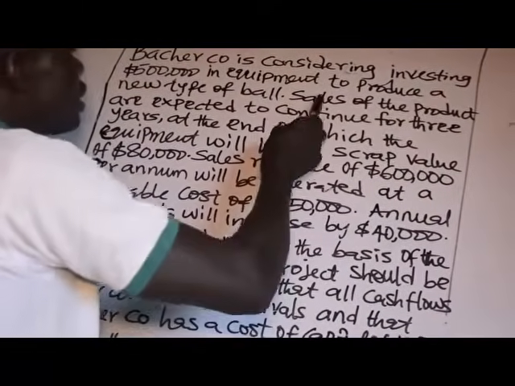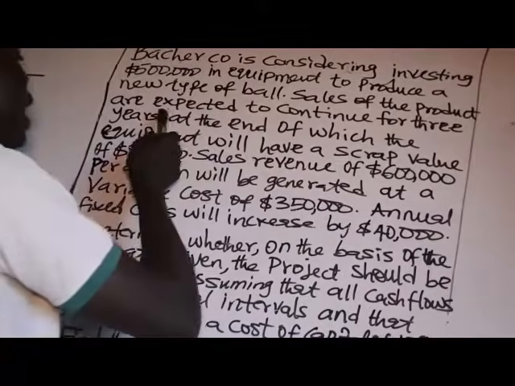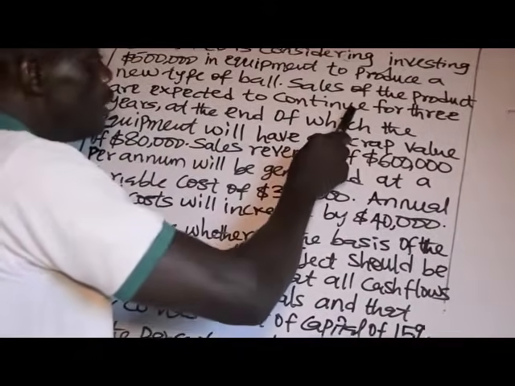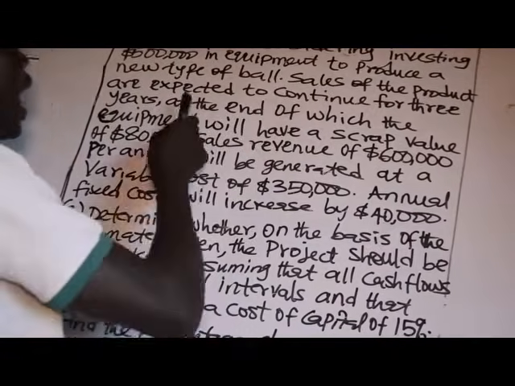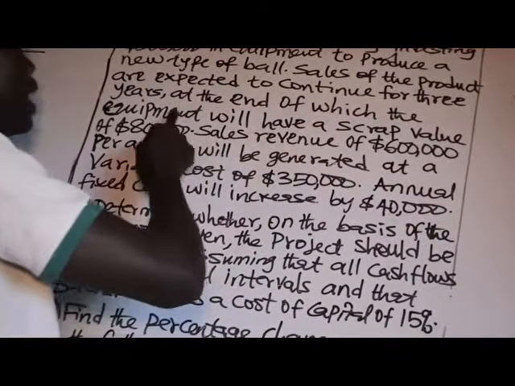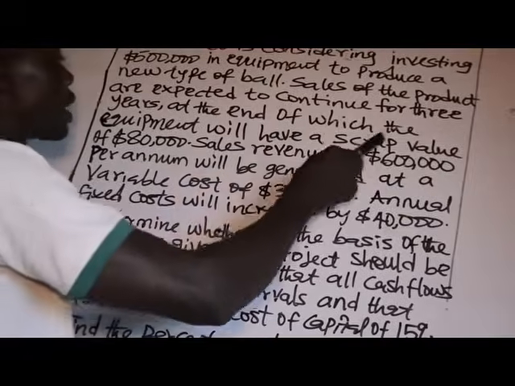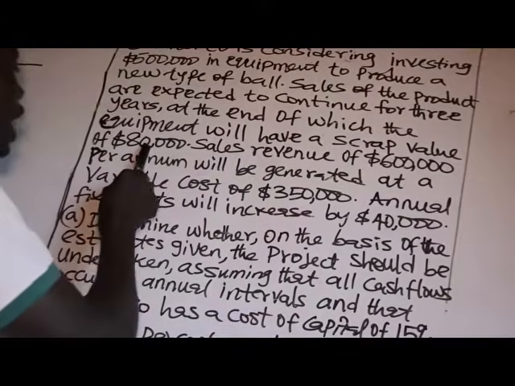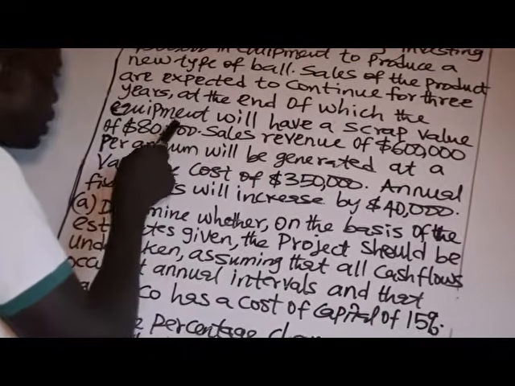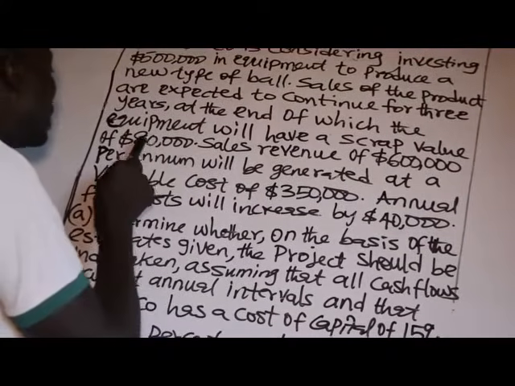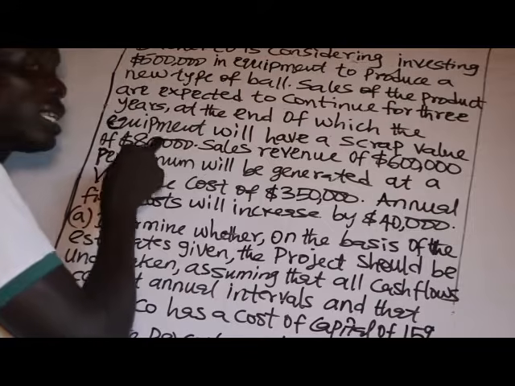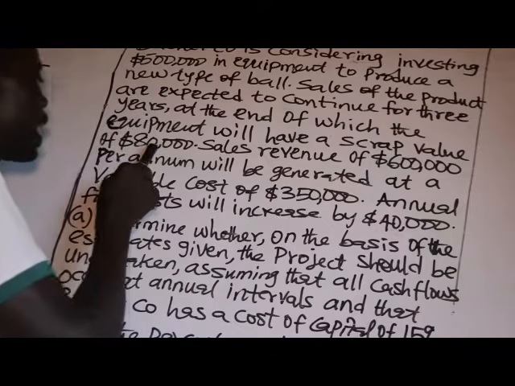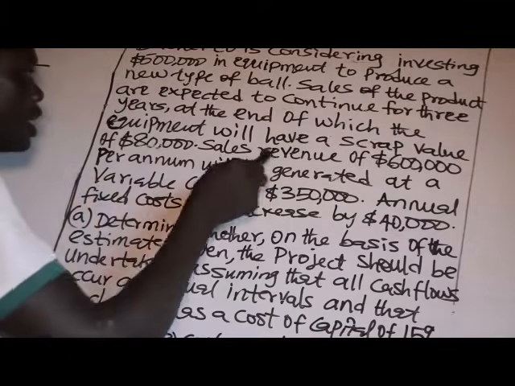Back to the question. Sales of the product are expected to continue for 3 years. The project life is 3 years. At the end of which the equipment will have a scrap value of $80,000. This is the scrap value. We said that should be treated as an inflow at the end of the project life. That is to show that this 80,000 will be treated as an inflow in year 3, since the project life is 3 years.